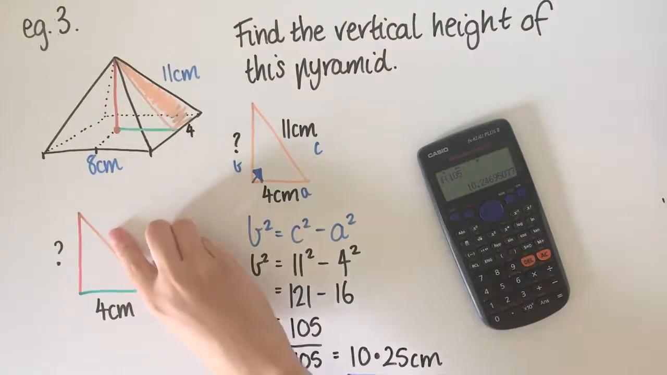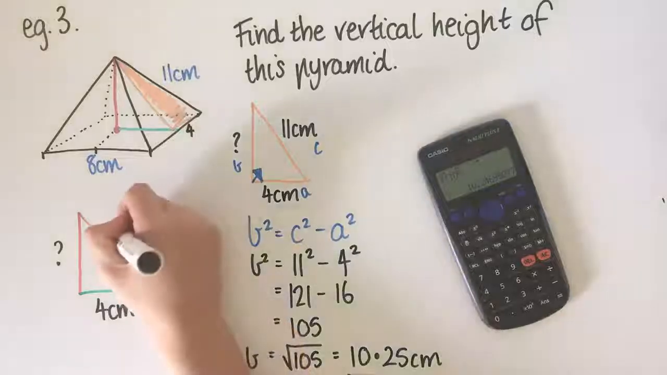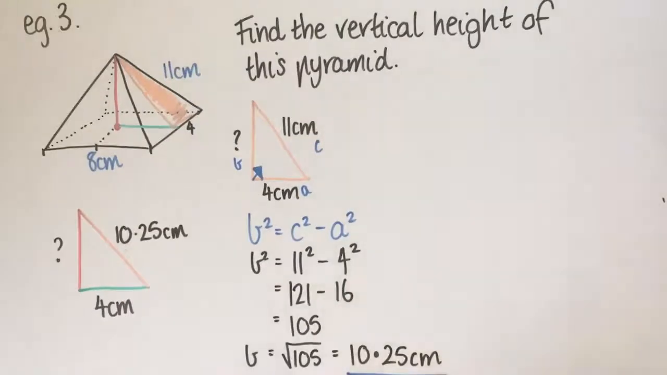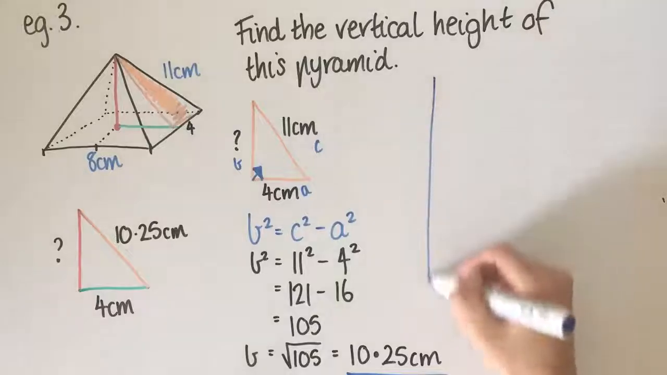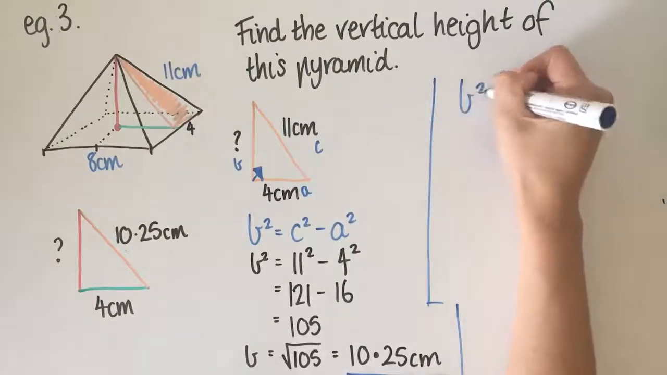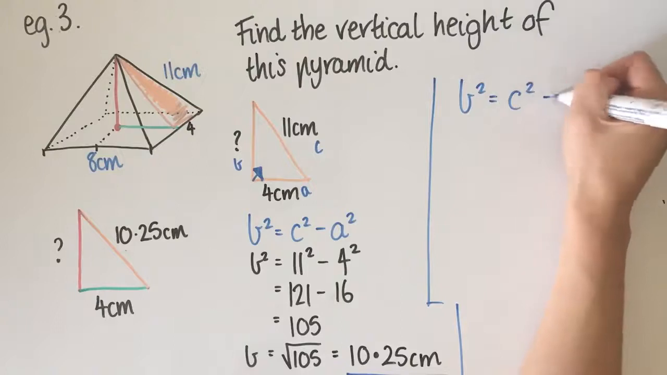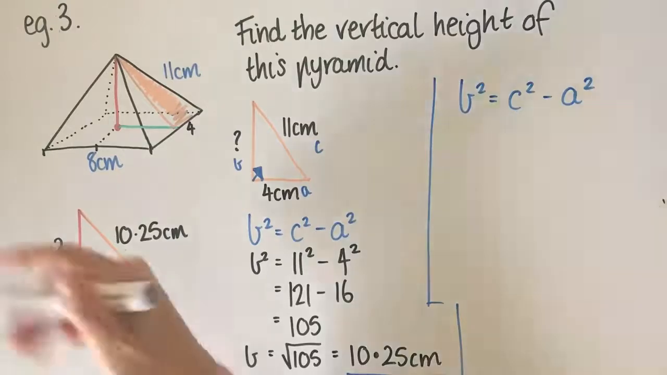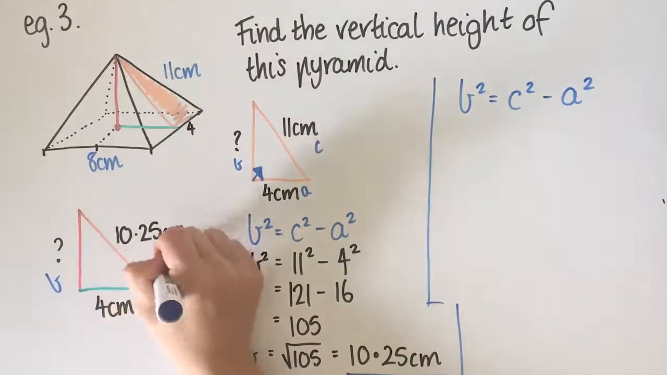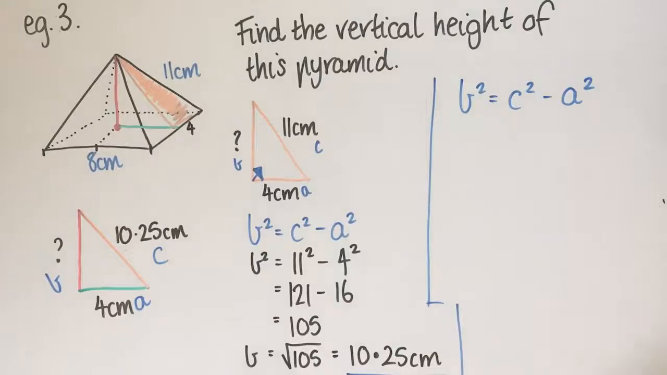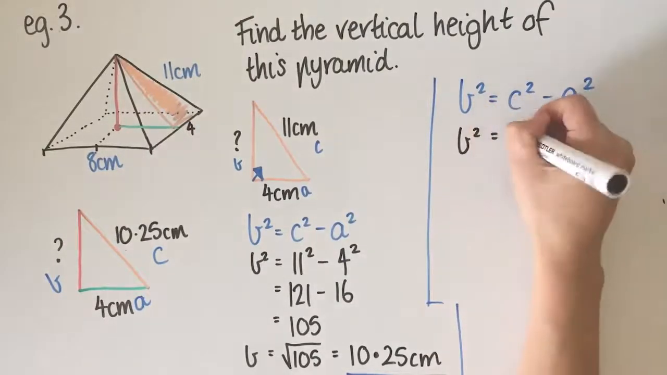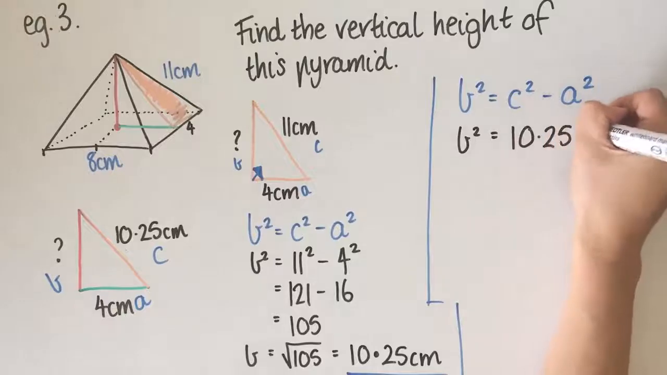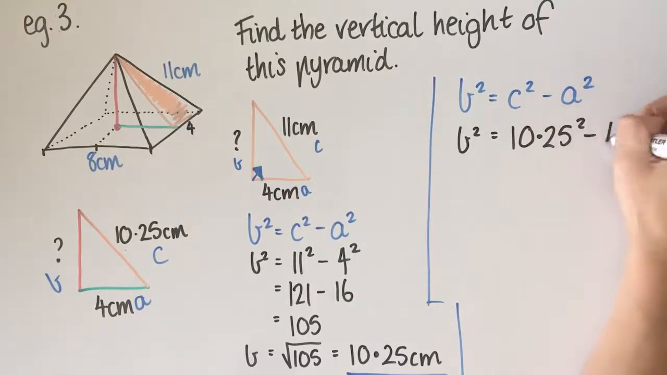So I can change this now. I'm going to change this to 10.25. All right, so I still don't know what that red height is. So what I'm trying to find now is this measurement here. So I'm going to again use the formula b squared equals c squared minus a squared, because again I'm finding a short side. So if I make this b, this a and this c, I can change this to 10.25 squared minus 4 squared.